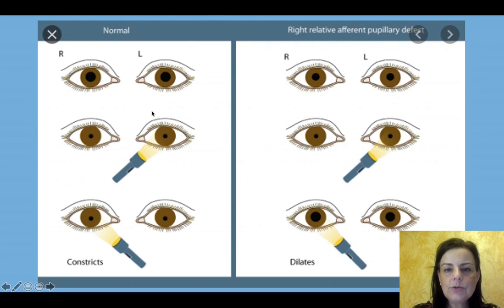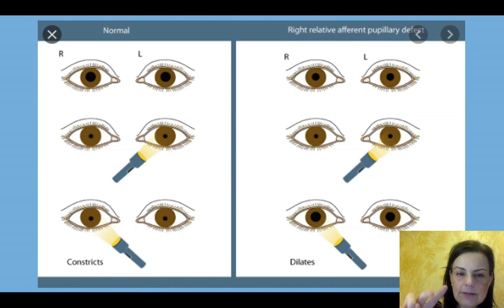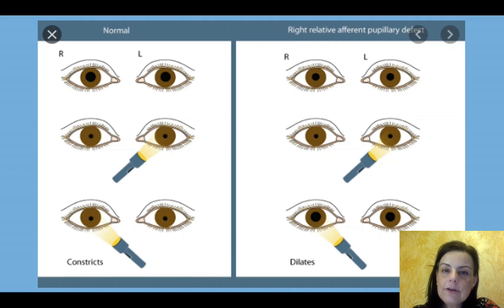So two things to remember. One is with the pupillary reflex, there's two sides of it, right? There's the afferent side and the efferent side. It's a reflex. The afferent side is mediated by cranial nerve 2, the optic nerve. The efferent side is mediated by cranial nerve 3, the oculomotor nerve, which causes pupillary constriction.